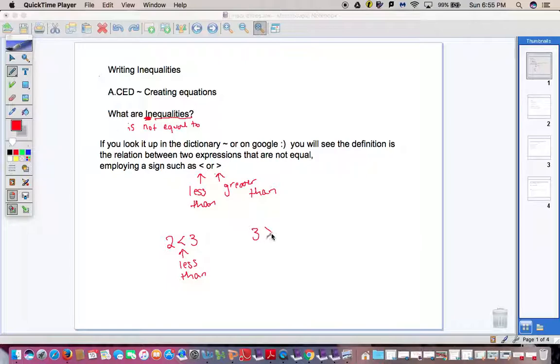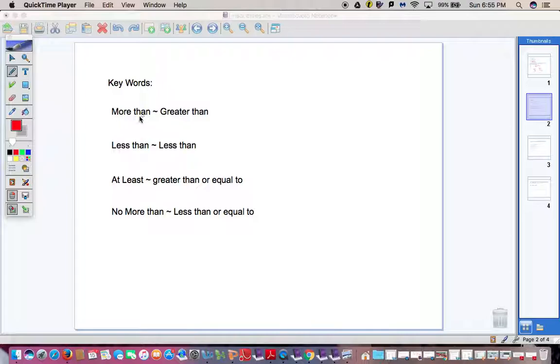We could rewrite this and say 3 is greater than 2. Okay, but again, we have to read from left to right. So other key words, more than means greater than, and this is our symbol. Less than simply means less than, and our symbol looks like this. At least. At least means greater than or equal to. So we have the greater than symbol, but we also have this little line underneath it, and that little line means or equal to.